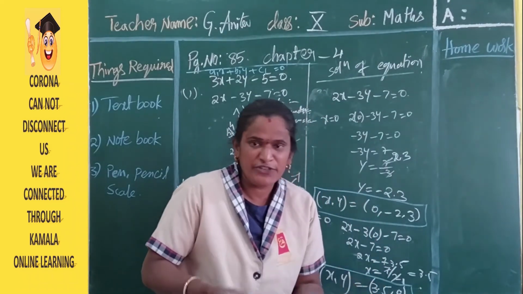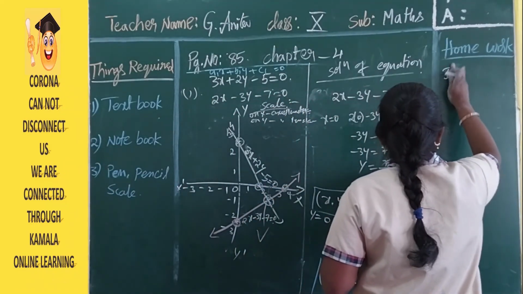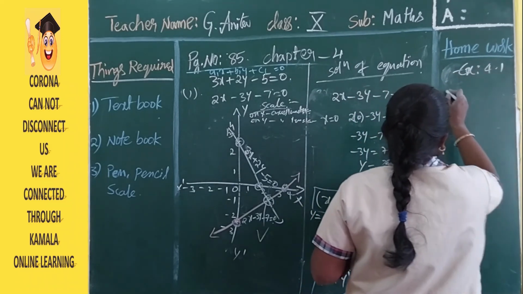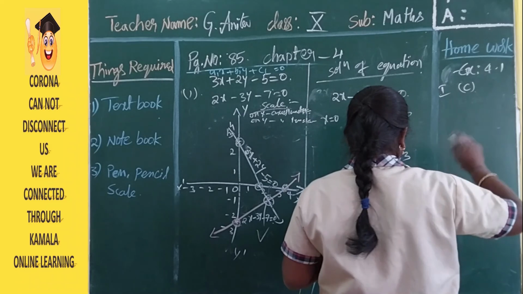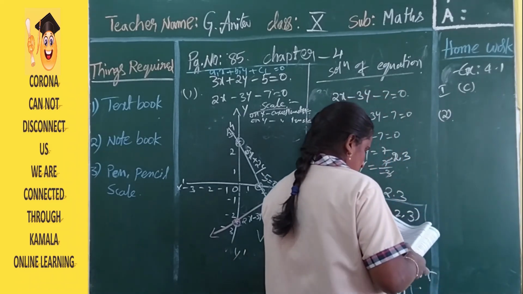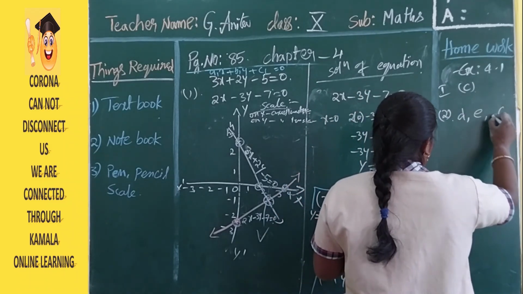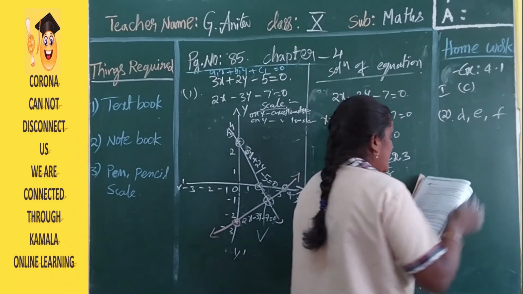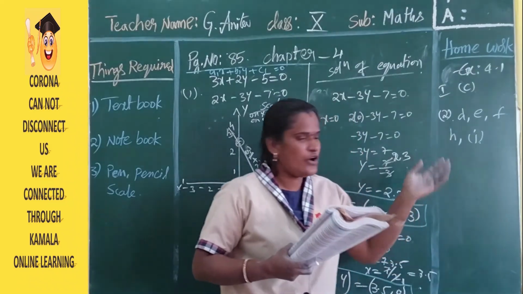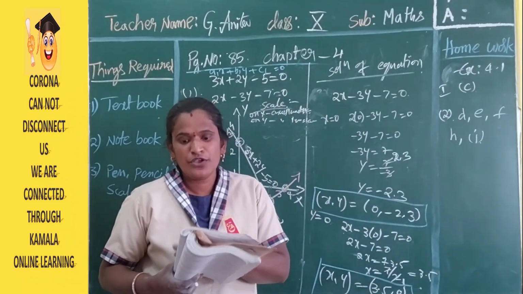Your homework is exercise 4.1. In that, first bit, third question C1, and second bit D, E, F, and H, I also. These are your homework problems and these all are graph problems only. You have to solve them.